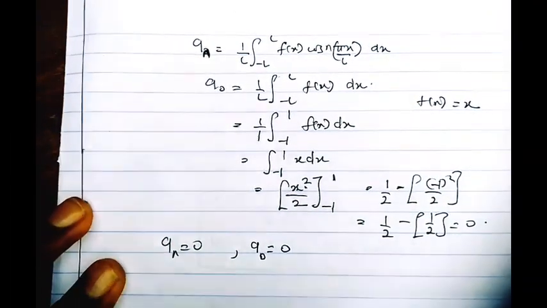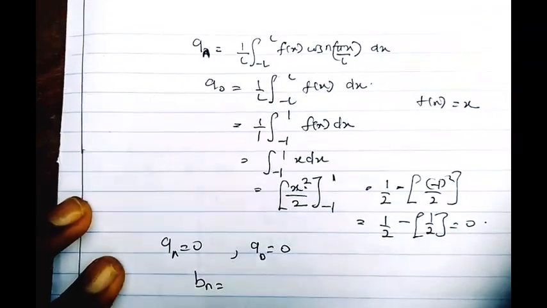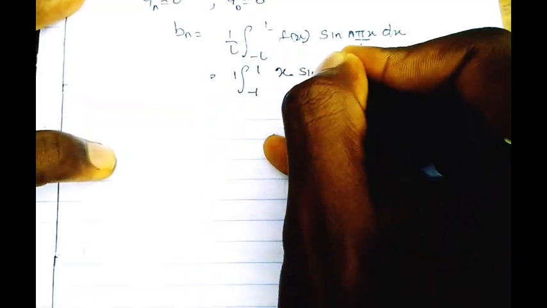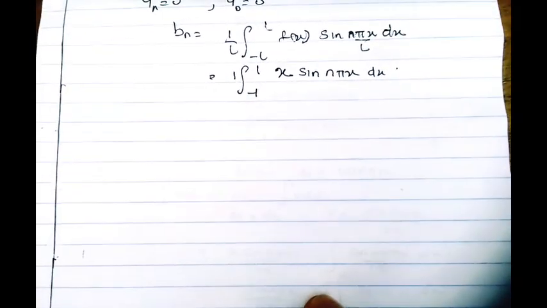So now definitely my bn will not be equal to 0, so let's calculate bn. Remember, your formula says bn is equal to 1 over L, integral from minus L to L of f(x) sine n pi x over L dx. When L is equal to 1, we're left with the integral from minus 1 to 1, and your function f(x) is x. So this is x sine n pi x dx.